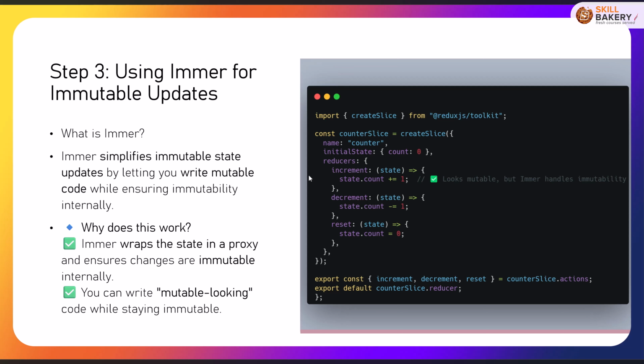So this basically allows us to have reducers which can be written with mutative syntax, while RTK, or Redux Toolkit, automatically ensures immutability. The Redux Toolkit basically abstracts away Immer's complexity, making state updates simpler and more readable.